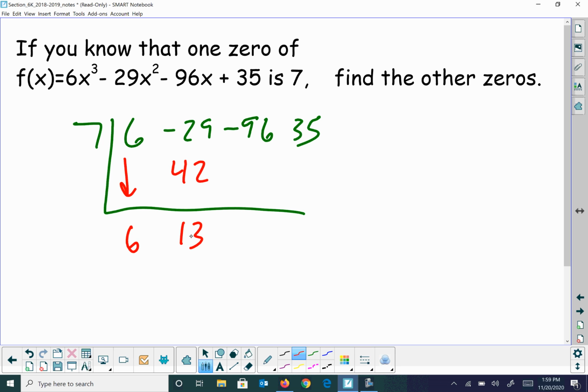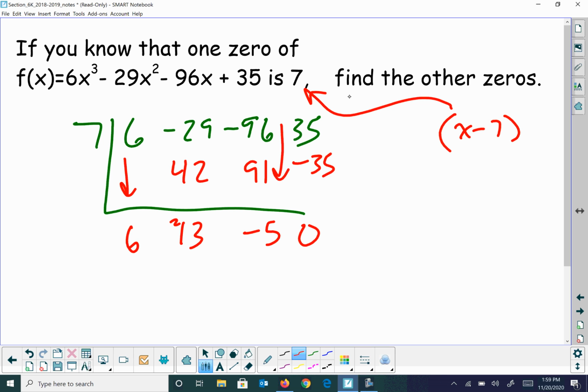13, is that right? 13 times 7 is 1, carry the 2. 7 times that, it's going to give me 91. Straight down, that gives me negative 5, so that gives me 1 multiplied by negative 35. So we verify that x minus 7 results in x equals 7. So that's one of our solutions we verified.